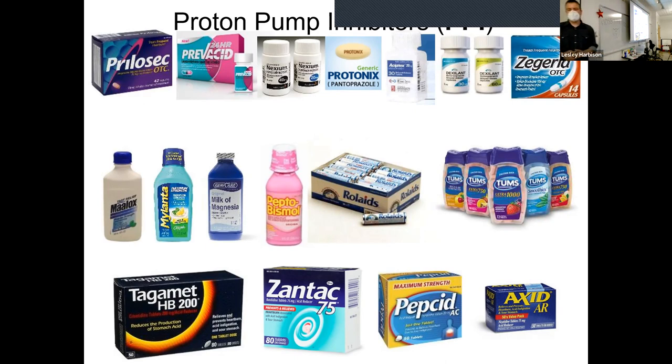Exactly. So this is a slide that's probably going to look a little different than yours because I added a few things. One thing that was added is Zegerid, which is a proton pump inhibitor. It's not really a new one, but it's a combination of a proton pump inhibitor with an antacid, so it's essentially a combo product.